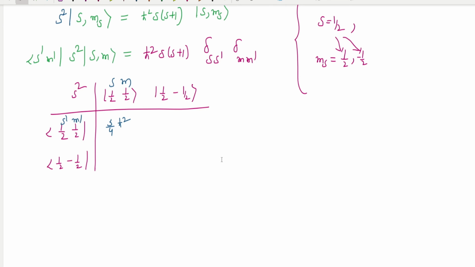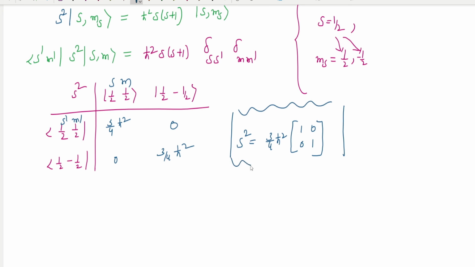So if you multiply the other thing, the same thing also here, right? Then you can get here the 0. This is a different state. This is 0 and then this is 3 divided by 4 h cross square. So therefore the S square matrix is 3 divided by 4 h cross square. These are very, very important. I'm going to explain this each and every time because these are the Pauli matrices, 2 by 2 matrices.